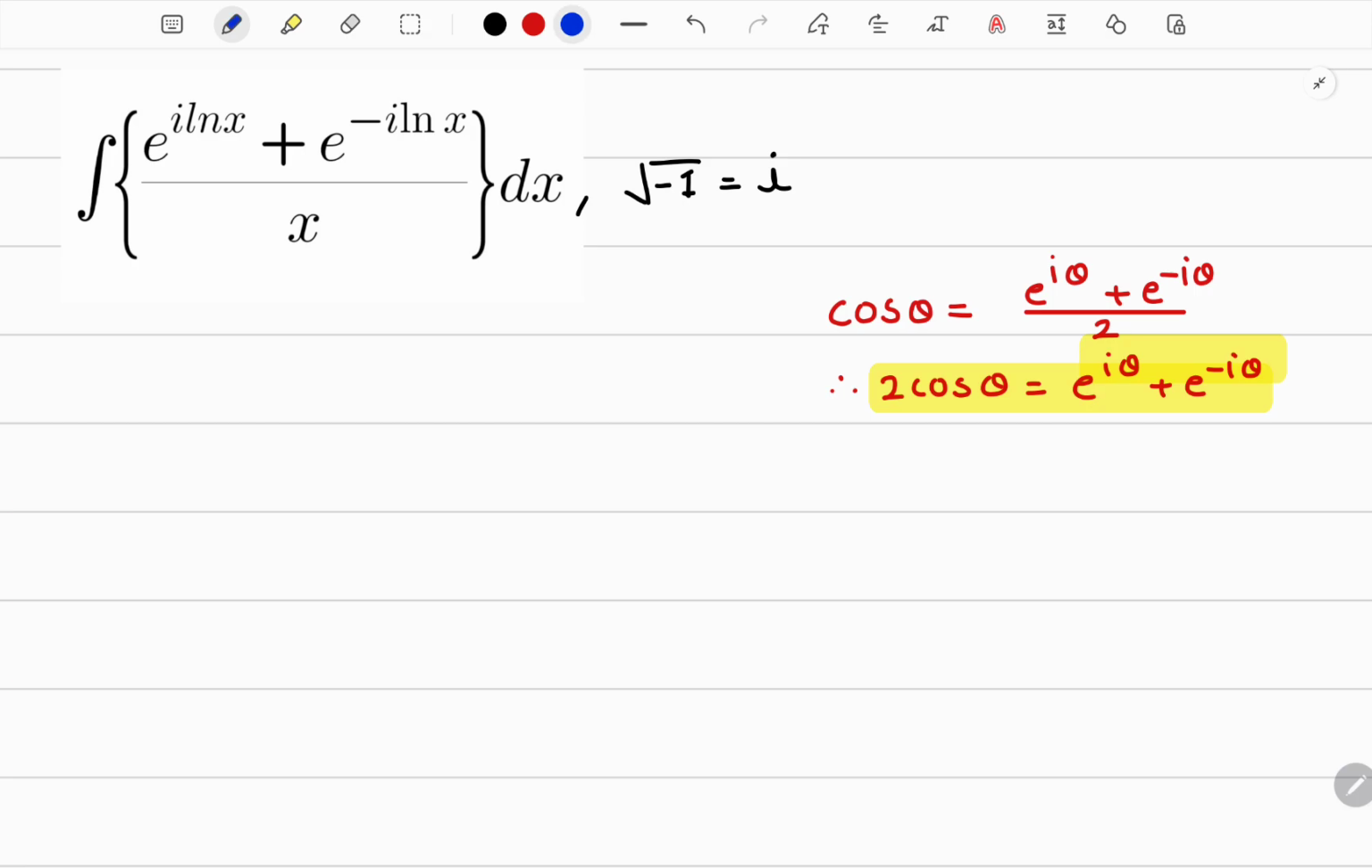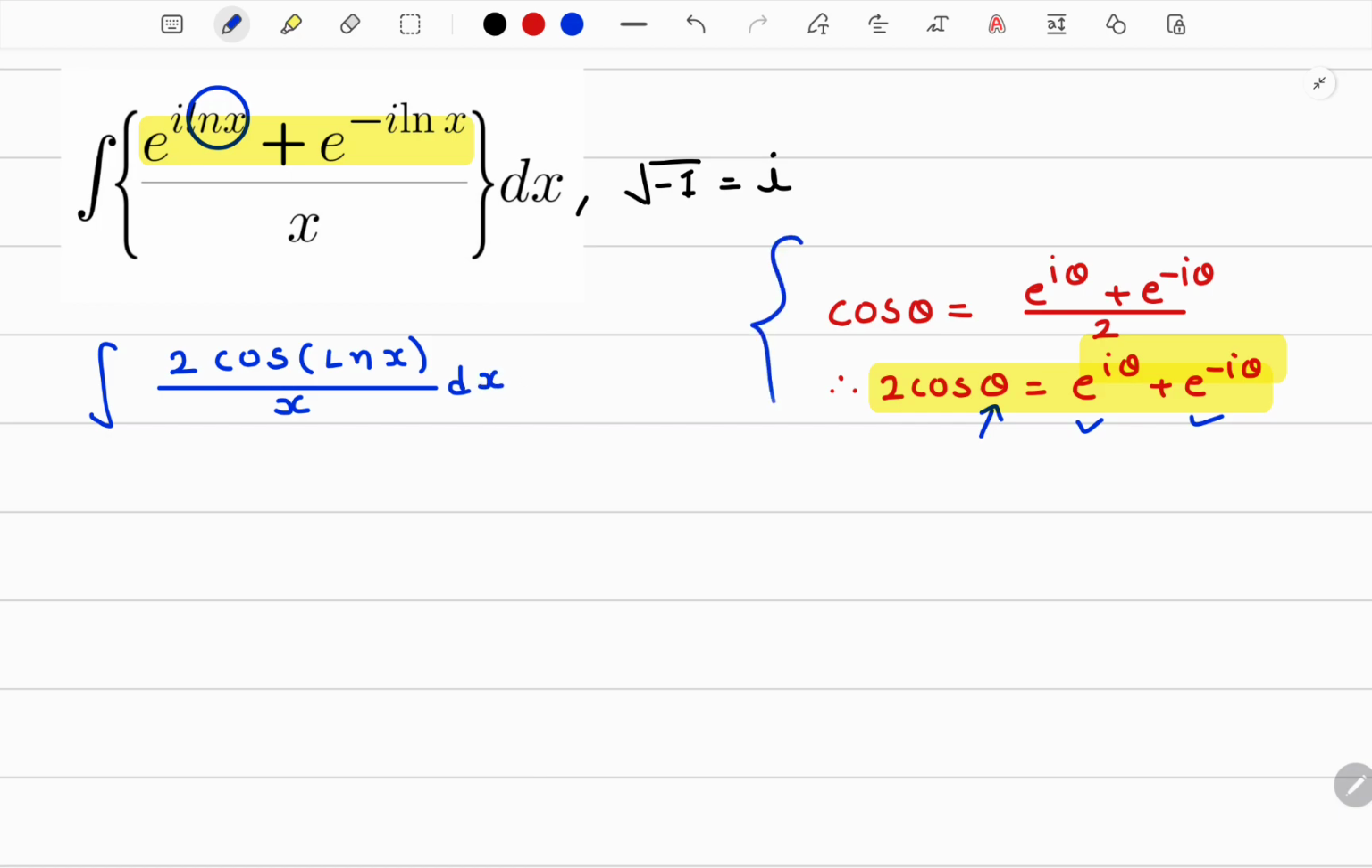तो चलो, सो e raised to i ln x plus e raised to minus i ln x को हम अगर इसके साथ कंपेयर करें तो theta इक्वल टू हमारे पास क्या है, यहाँ पर ln x है, राइट? सो रिप्लेस theta by ln x इन दिस. सो व्हाट वी गेट हियर, integration 2 times of cos of ln x upon x. सो ऑलरेडी हमारे पास था ही, राइट? चलिए, तो ये तो हो गया.